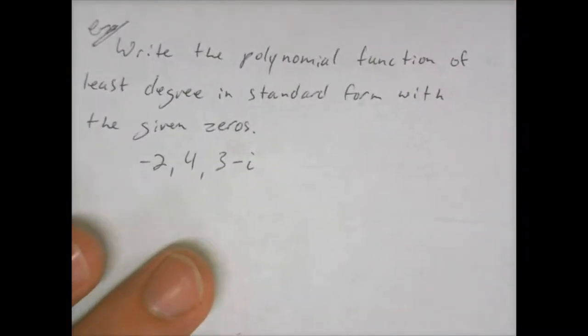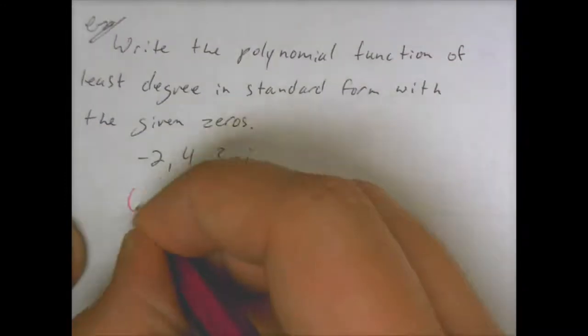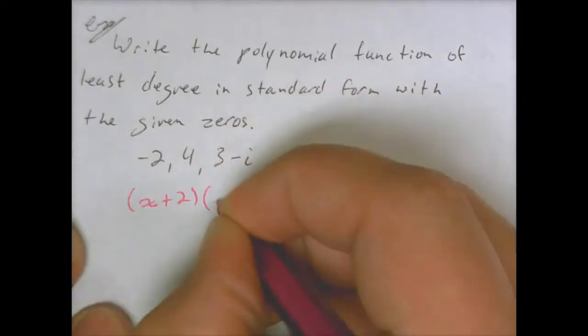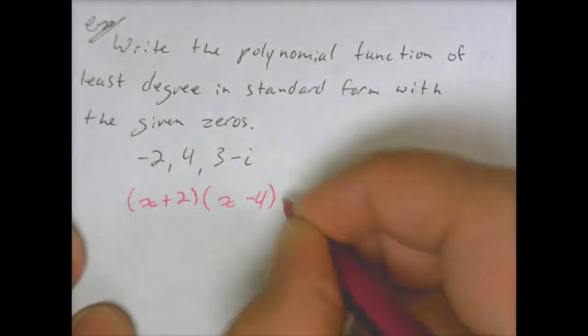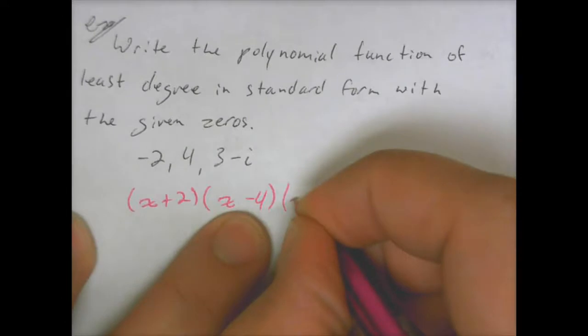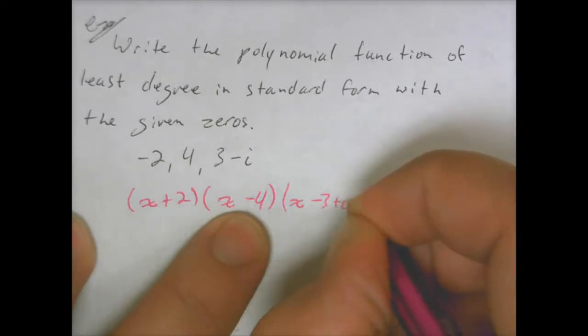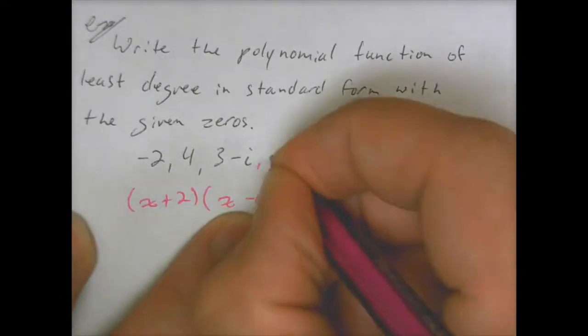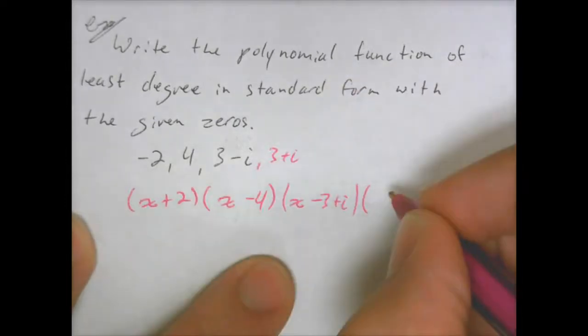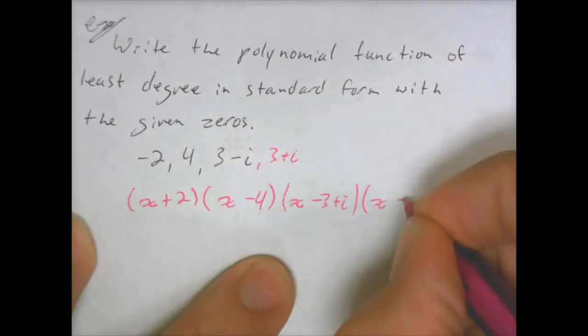Okay. So with the given zeros, this must have come from x plus 2, the 4 must have come from x minus 4, and the 3 minus i must have come from x minus 3 plus i, and don't forget we also have 3 plus i, so that must have come from x minus 3 minus i.